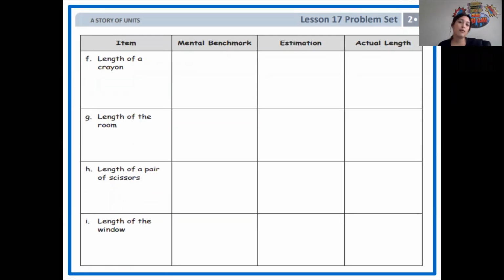So once you're done with your problem set, you can come back and do your exit ticket. Not come back to me, but you can go back to your book and do your exit ticket. I really hope you have these objects at home, and I really hope that you enjoy measuring. I really wish that I was with you and see you and take pictures of you measuring around the classroom. Unfortunately, we can't do that, but I hope you and your family are having fun and that you are able to use these tools to measure.